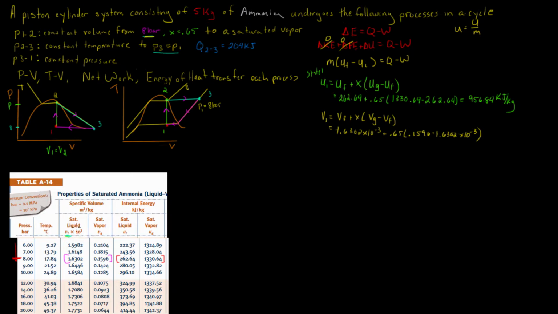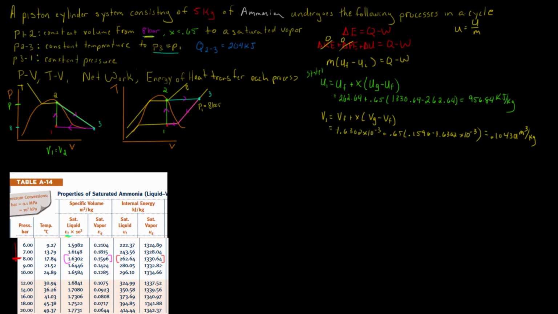So your table might not have this. You might have 0.0015982, and in that case, don't multiply it by 10 to the minus 3. But this right here is going to be equal to 0.104301 meters cubed per kilogram. Okay, so that's what our volume is.